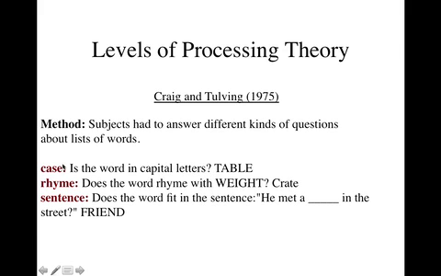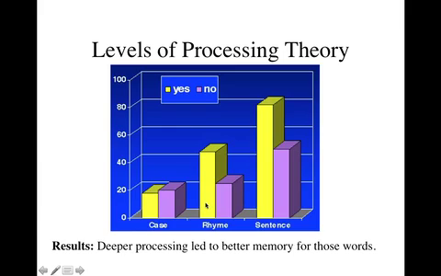The point is that the case is a very superficial form of encoding. Rhyme requires that you at least figure out what the word is, but not necessarily its meaning, and then the sentence requires meaning. The overall findings are that the worst performance is in the most superficial form, which is the case. Performance is better in the rhyming condition, when you have to encode it in terms of the sound of the word. And the best performance by far is when you have to encode it in terms of the meaning of the word. So deeper processing leads to better memory for these words.